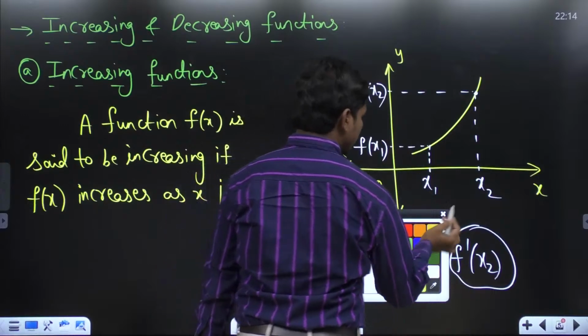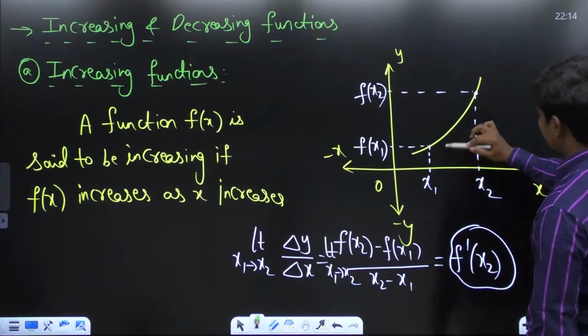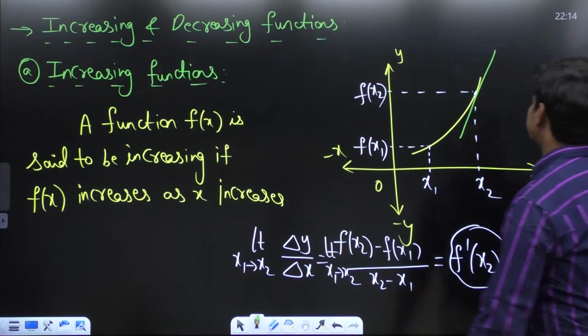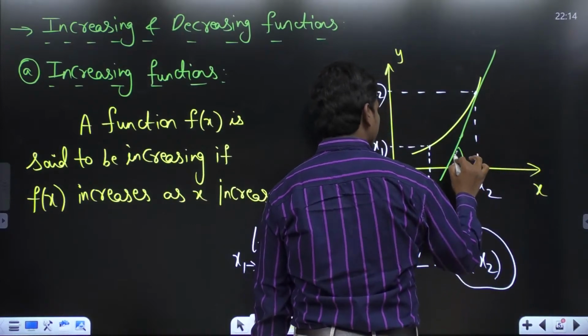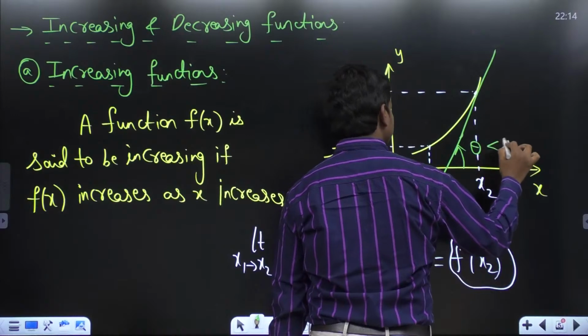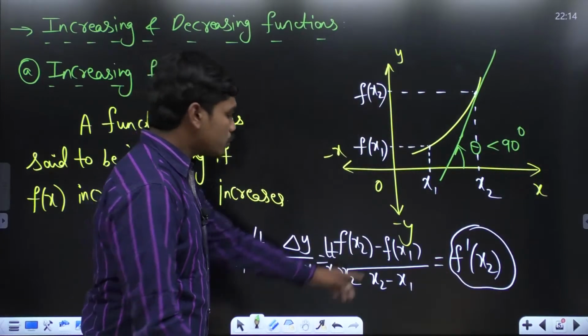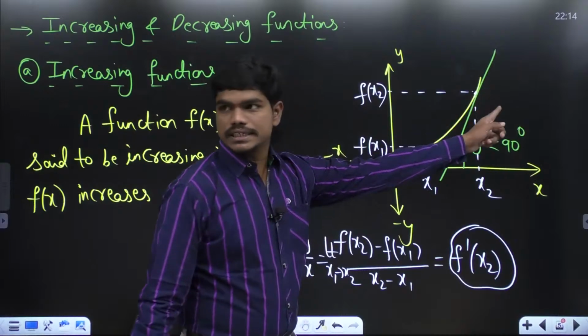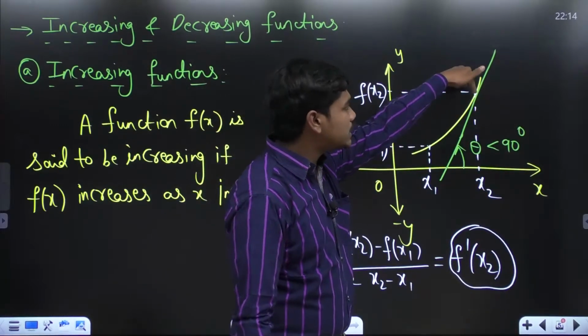So let us try to draw one tangent here. If you draw this tangent, it will clearly make an angle theta which is less than 90 degrees. Correct? Can you see this? I am talking about the increasing or decreasing nature of this function at the point x is equal to x2, and you can clearly see the tangent at this point.